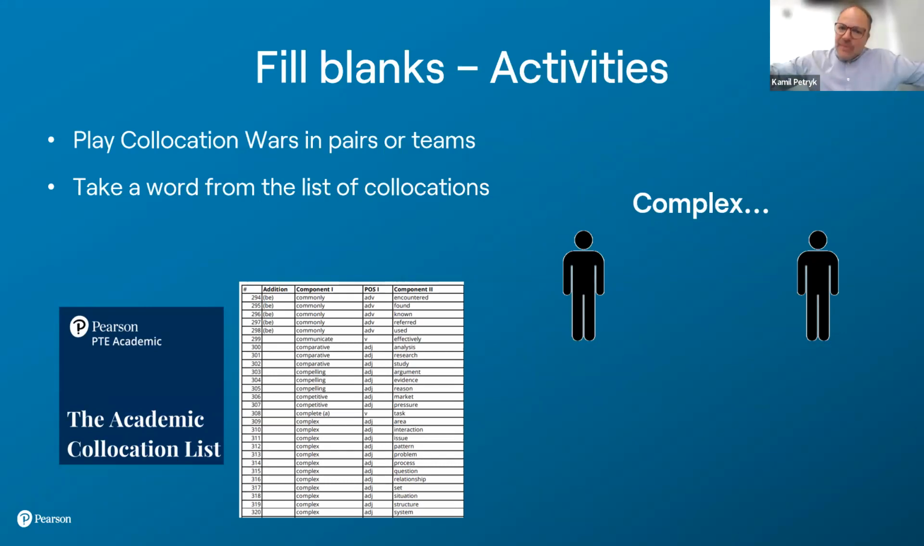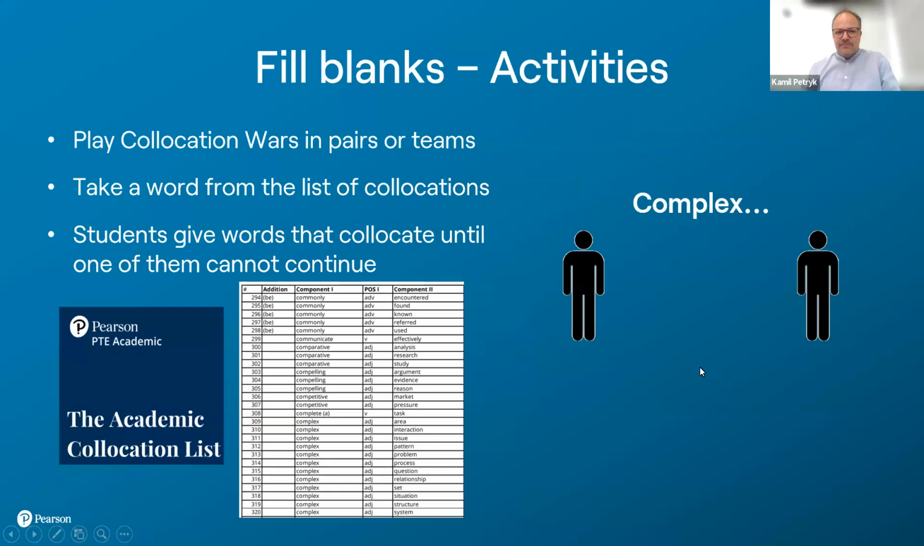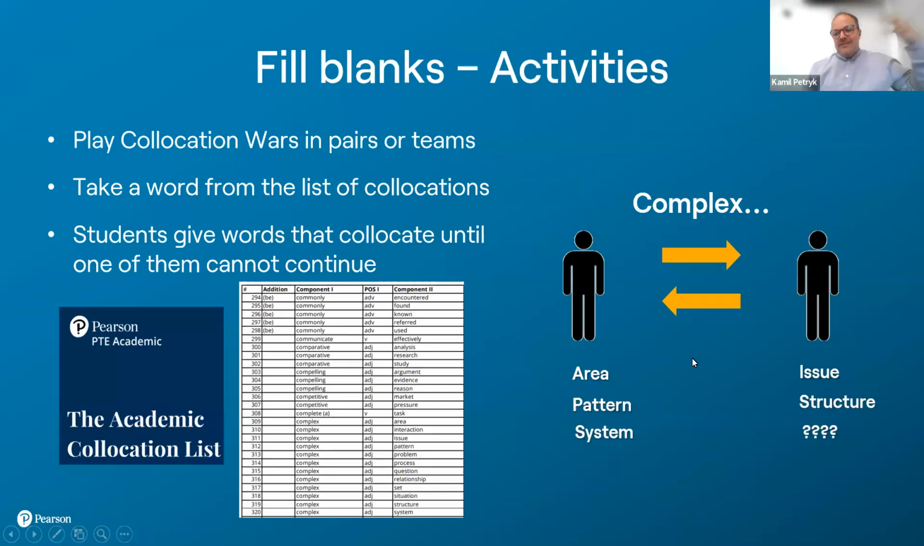You give them the first element of a collocation, and their task is to continue one by one, giving collocations for the word, for example, complex. So you will have a collocation war like that. They will be saying complex area, complex issue, complex pattern, complex structure, complex system, until one of the groups or one of the people in the pair cannot continue. So they lose a point, and the winner is the one who could continue until the end. So a little bit of competition at the same time going through the collocations.